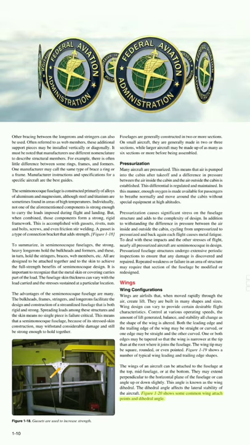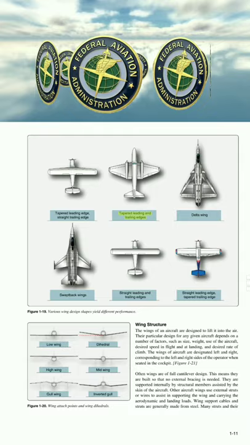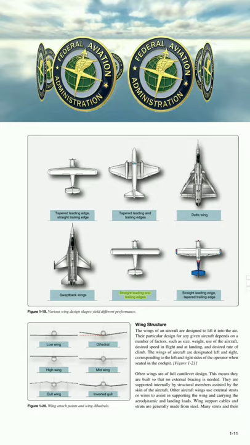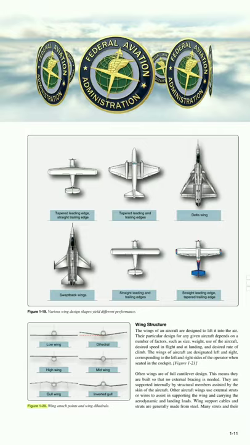Figure 118. Gussets are used to increase strength. Tapered leading edge, straight trailing edge. Tapered leading and trailing edges. Delta wing. Swept back wings. Straight leading and trailing edges. Straight leading edge, tapered trailing edge. Figure 119. Various wing design shapes yield different performance. Low wing dihedral. High wing, mid wing. Gull wing, inverted gull. Figure 120. Wing attach points and wing dihedrals.